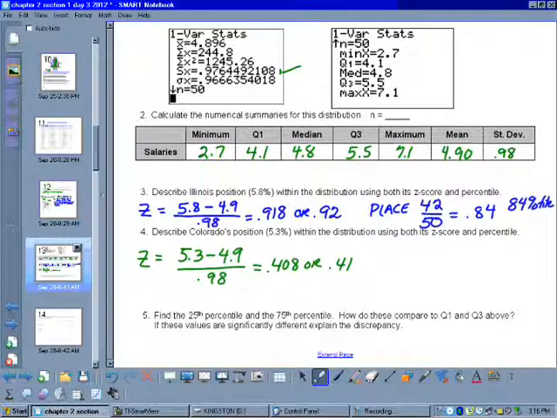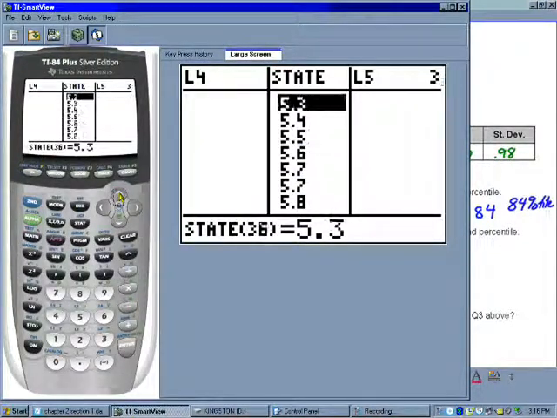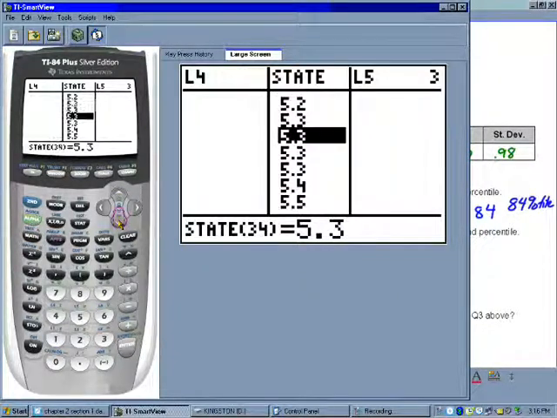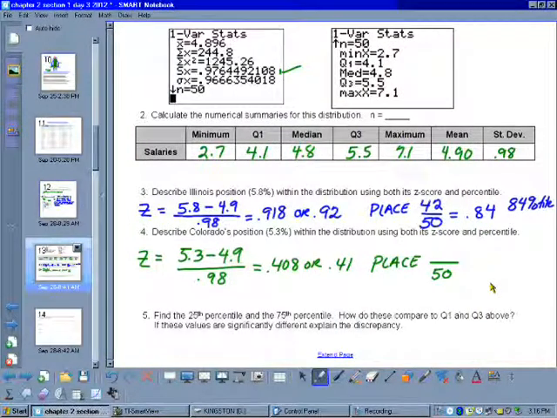Then to find its percentile, I have to find out what place it's sitting in out of 50. So again, I'm going to use my calculator. I'm going to find 5.3, and if you notice, there are quite a few 5.3s. I'm going to use the very last one because this is in the 36th position.